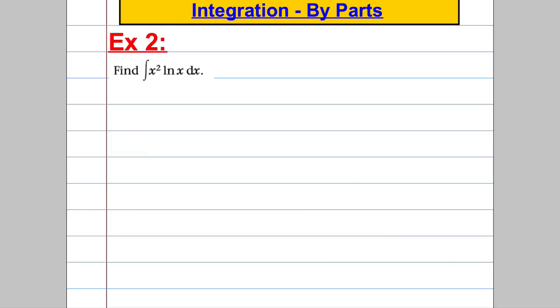Okay, so let's have a go at another one. Let's integrate x squared ln x with respect to x. It's a product. Because it's not something I recognise as a standard integral, I'm thinking integration by parts. Integration by parts says the integral of uv dash is equal to uv subtract the integral of vu dash. Okay?